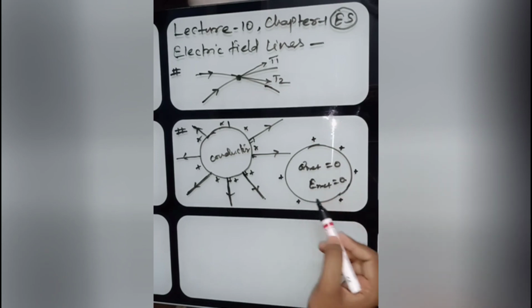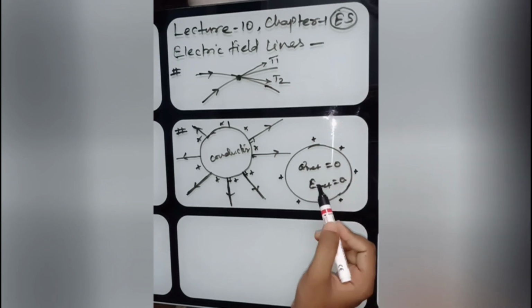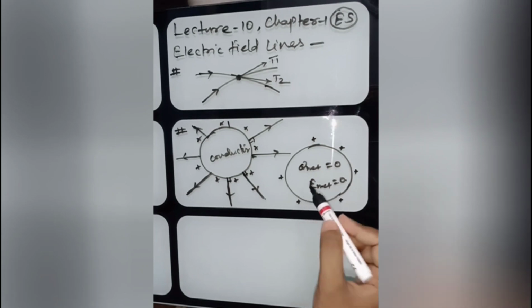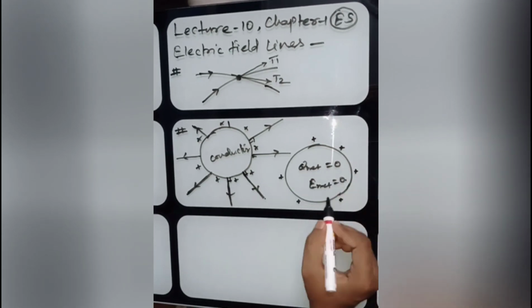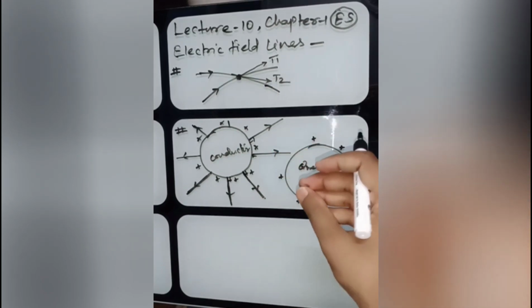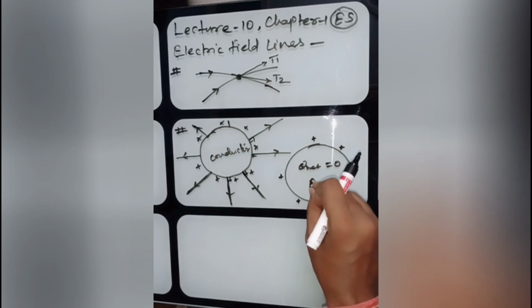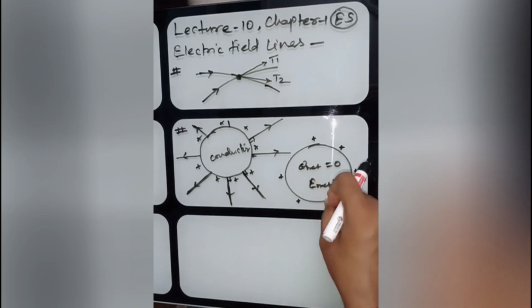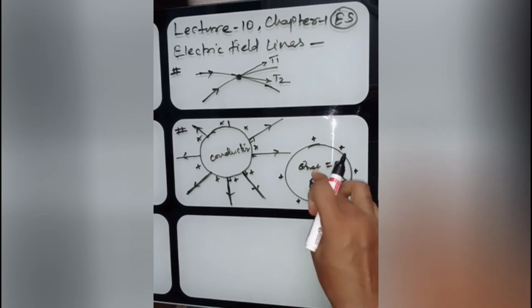It was well explained by Gauss, Carl Friedrich Gauss. We will study in Gauss law why this net electric field becomes 0 inside the conductor. Now if the question is coming to your mind, students, sir, what will happen if we put a charge inside the conductor? Of course we can put a charge.